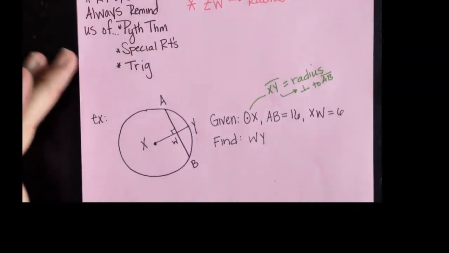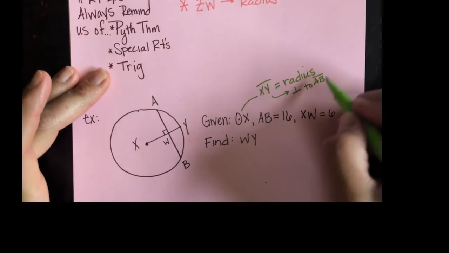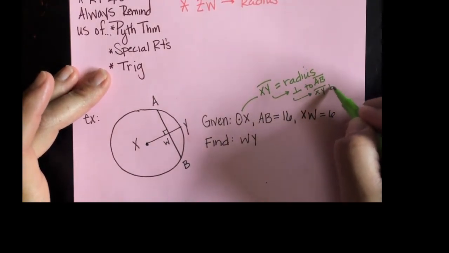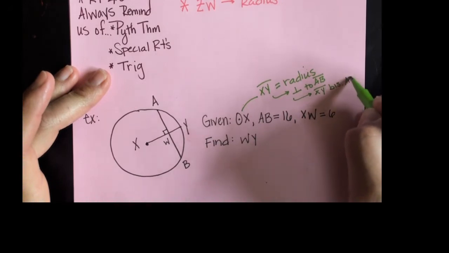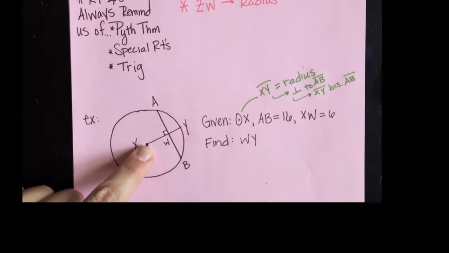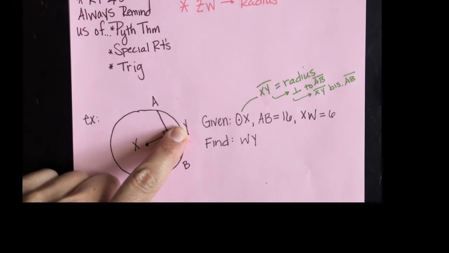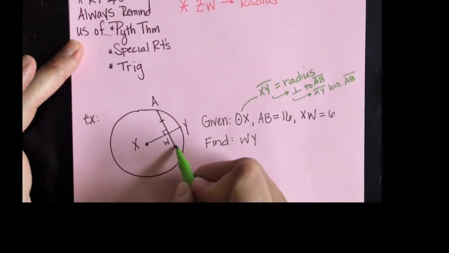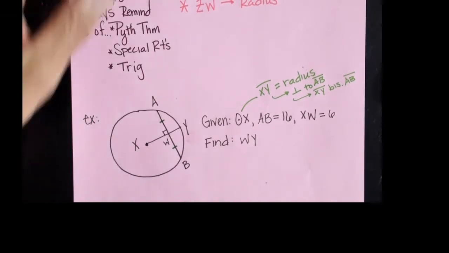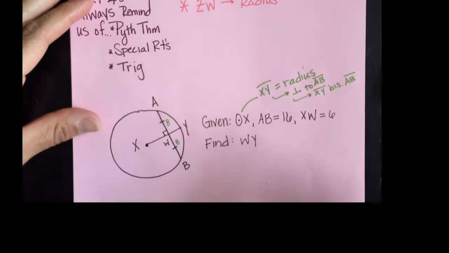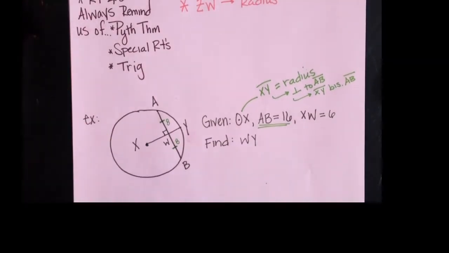That's a good thing, because what that means then is that XY is going to bisect AB, because we have that rule that says if a radius is perpendicular to a chord, it's going to bisect that chord. So right away, I'm going to put those tick marks in, and I'm going to label this side 8 and this side 8, because it said AB was 16.